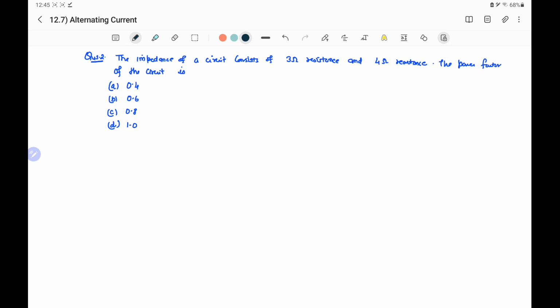Next question is, the impedance of a circuit consists of resistance 3 ohm and 4 ohm reactance. The power factor of the circuit is: power factor cos phi is equal to R by Z, and it is further written as R by root R square plus XL minus XC whole square. This XL minus XC is the reactance of the circuit. It is formed by the inductor and capacitor.